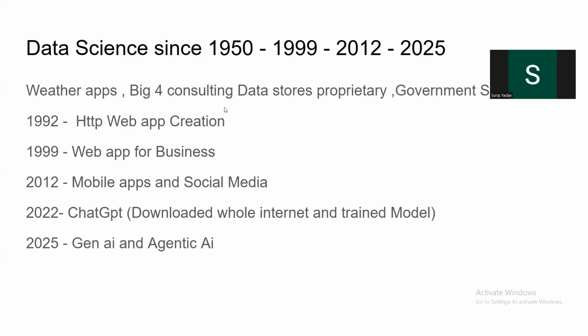Now, the big step came in 1992, when the HTTP protocol, the web application, was invented. This gave all businesses and individuals a chance to have their presence online. Before that, all the systems and computers were huge and very costly. And then in 1999, let's go to the next slide.